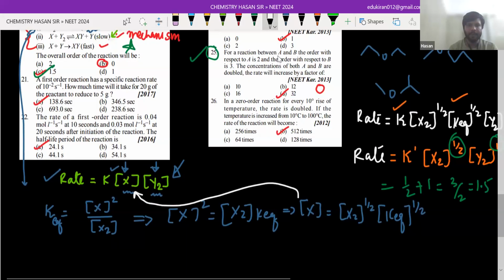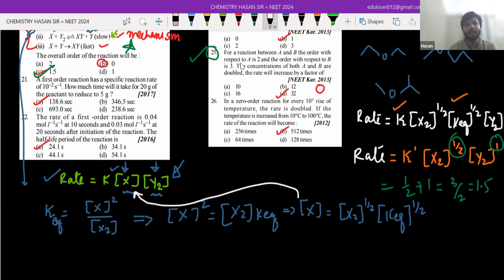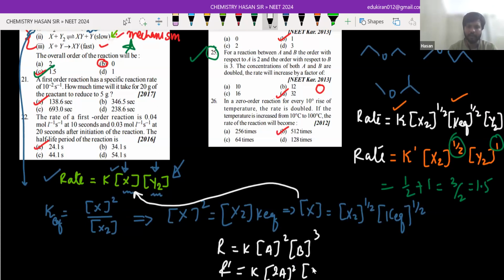Okay, so see, for a reaction between A and B, the order with respect to A is 2 and the order with respect to B is 3. So rate can be written as A raised to the power 2 and B raised to the power 3. The concentration of both A and B are doubled. That means I can write the new rate R dash is equal to K, K will be as it is, it depends only on temperature, into 2A whole square and 2B whole cube. So you can see 2 squared is 4 and 2 cubed is 8, and this will be A square into B cube.